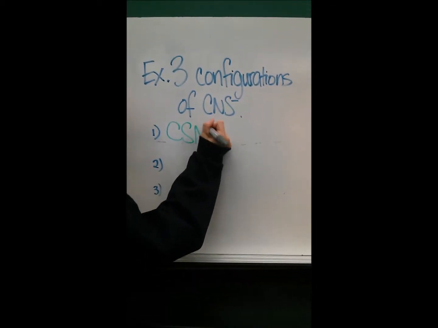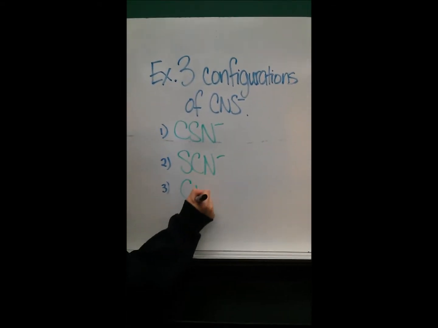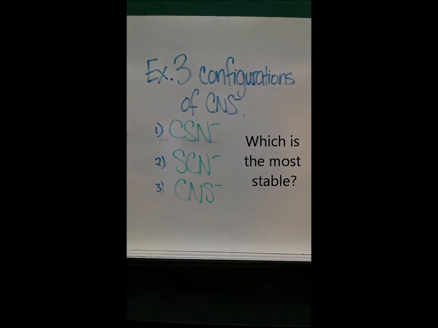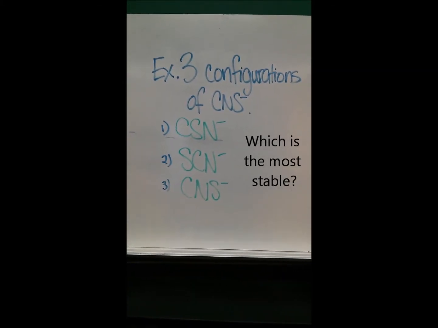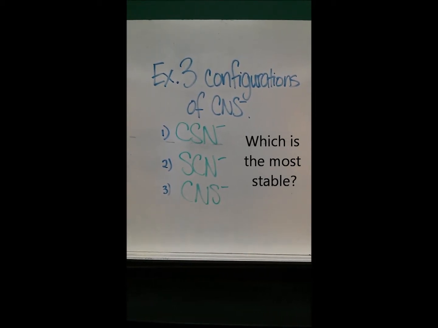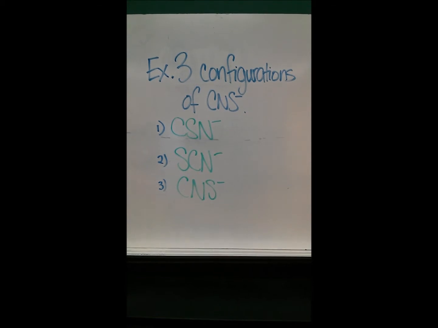Today we'll be going through the following example. The question gives us the following three configurations of CSN- and asks which of the three provides the most stable arrangement of carbon, sulfur, and nitrogen. To solve this problem, we will have to find the formal charge of each atom within each configuration.